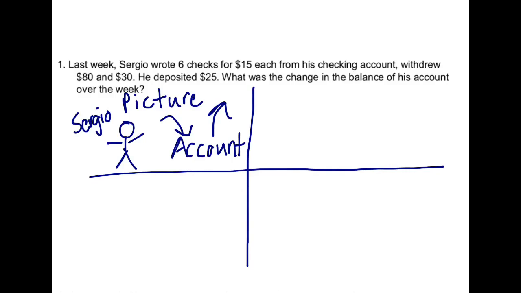Last week, Sergio wrote 6 checks for $15 each from his checking account, withdrew $80 and $30. He deposited $25. What was the change in the balance of his account over the week? So now I'm going to do a table to kind of organize the data.